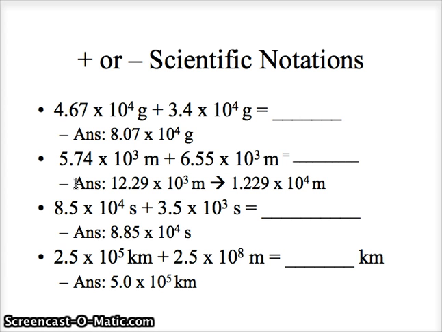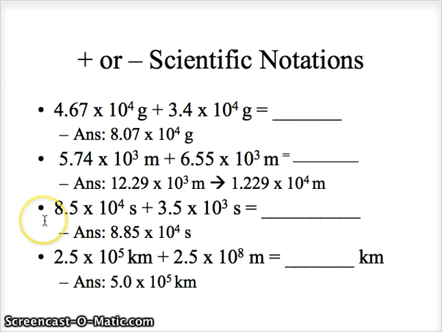Now here's the problem. We need to figure out a way to keep this answer in the correct format for scientific notation. We have 12.29 as the base number, and we have to keep the base number between 1 and 9.99. So we have to move the decimal point to the left 1 time, making the exponent larger by 1, since we increased the power by 1. So 1.229 times 10 to the 4th meters. And that's for the second bullet point.